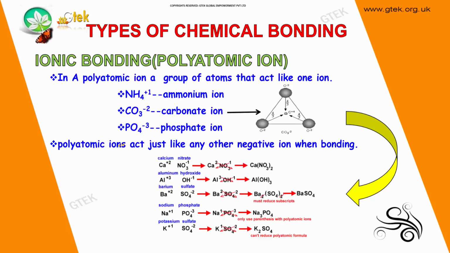So a polyatomic ion acts like any other negative ion when bonding. You can see calcium and nitrate, plus 2 and minus 1, so you need a 2 here to balance it. You can see Al plus 3, aluminium, and hydroxide, so it needs 3 here to balance it.